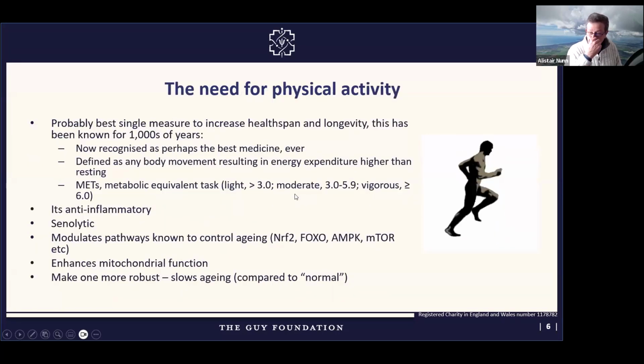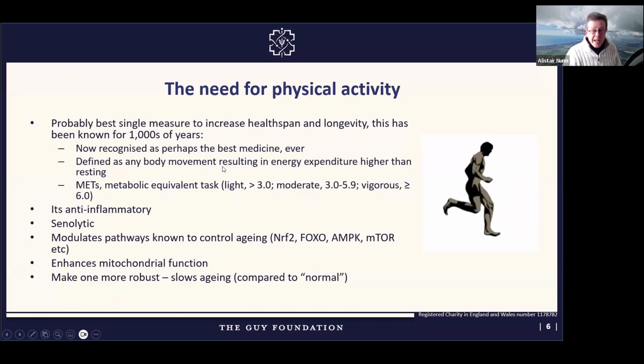Okay, so the need for physical activity. Well, certainly, I am a qualified gym instructor, but that's beside the point. I've had this drilled into me for a long time. But certainly the evidence is that activity, and the importance of physical activity and exercise, which is more prescribed physical activity, has been known to be important for health for thousands of years. And nowadays it's become recognized as a medicine, possibly one of the best medicines ever.